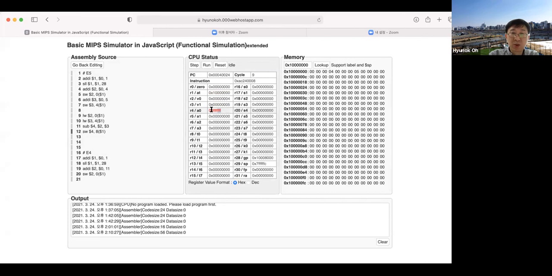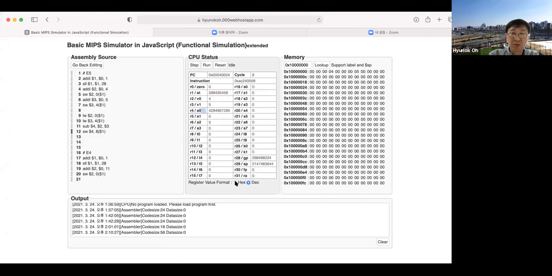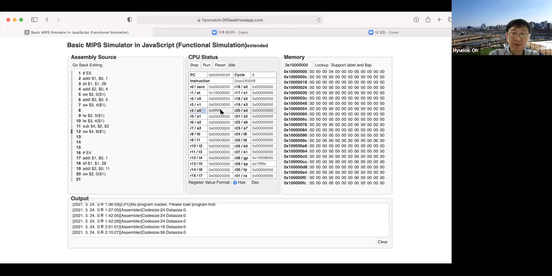We didn't know what this meant, but maybe we already know that 4 minus 5 is -1. Actually this is -1, but we didn't know about this signed value yet. And then it is stored as FFFFF. Okay.